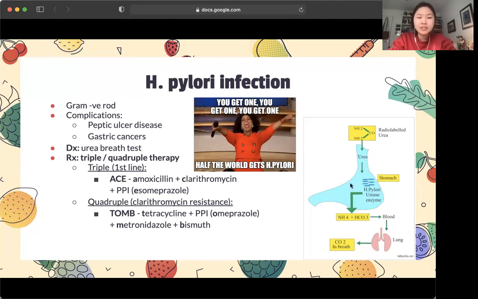So triple is your first line, and you can remember this through ACE. So that's amoxicillin, clarithromycin, and a PPI, usually esomeprazole. And then you've got your quadruple, which is given to those who have clarithromycin resistance. So that can be remembered through TOMB. So that's just tetracycline, once again, a PPI, metronidazole, and bismuth.